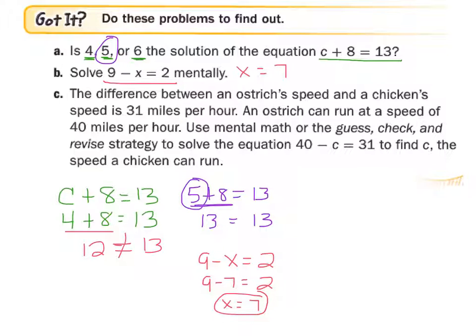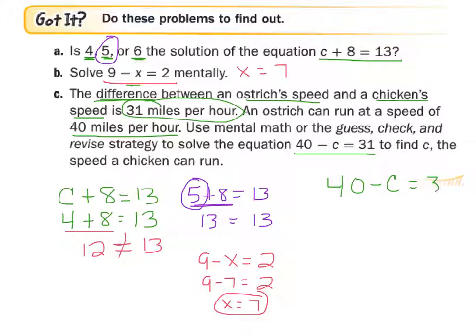Now they'd like us to take a look at a story problem. They said the difference, which means subtraction, between an ostrich's speed and the chicken's speed is 31 miles per hour. If an ostrich can run at the speed of 40 miles per hour, use mental math or the guess and check strategy to solve the equation 40 minus the chicken speed is equal to 31. Then we can find out how fast a chicken can run. So 40 minus C equals 31.